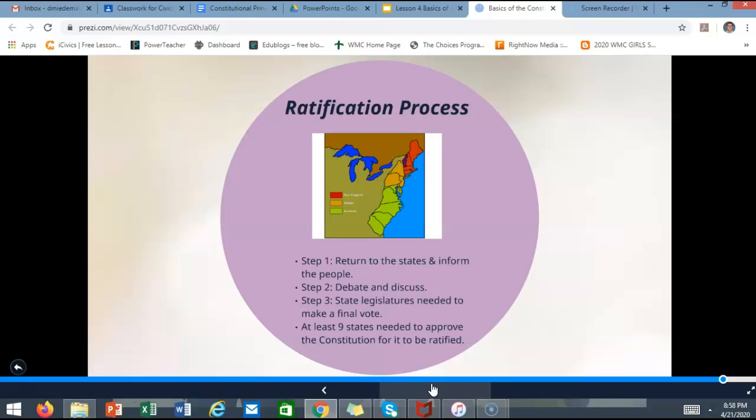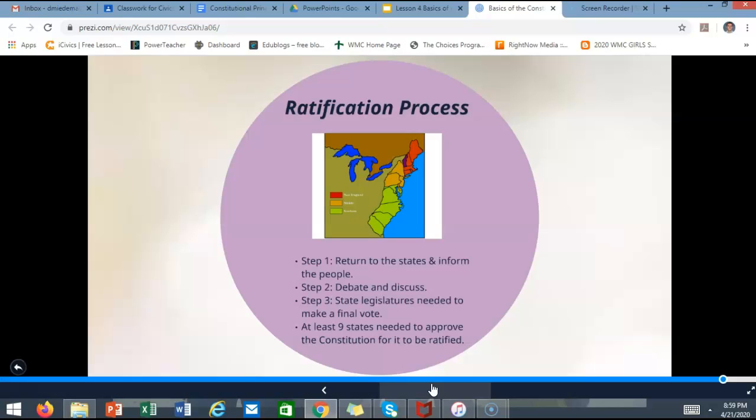Share this information because during the convention it was completely private. Step 2 is when you tell the people what the plan is, you then need time to debate the plan, discuss the plan, and figure out whether or not you're going to vote yes, ratify, or no, reject. After you've had time to debate and discuss, state legislatures, so not a national legislature, but each individual state's legislature, needs to make their final vote yes to ratify or no, not to.